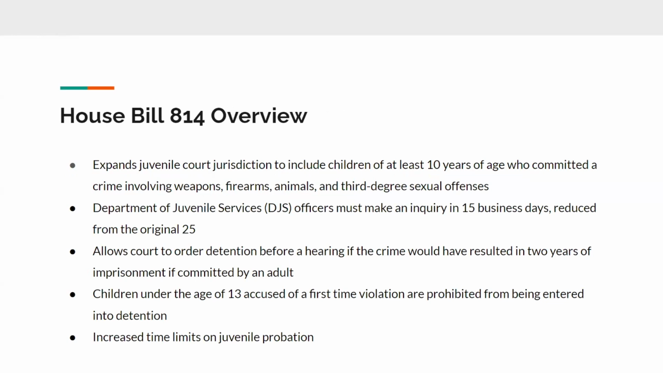The Department of Juvenile Services officers may make an inquiry in 15 days, reduced from the original 25. It allows courts to order detention before a hearing if the crime would have resulted in 2 years of imprisonment if committed by an adult. Children under the age of 18 accused of a first-time violation are prohibited from being entered into detention, and it increases time limits on juvenile probation.